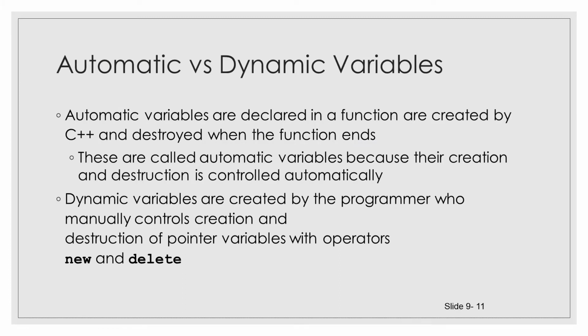This is the difference between automatic and dynamic variables. Automatic variables are the ones we've normally created, ints, floats, doubles. When a function, let's say, is over, those are naturally returned to memory. But space allocated dynamically is not, and that's why we need to be careful about how we maintain it.